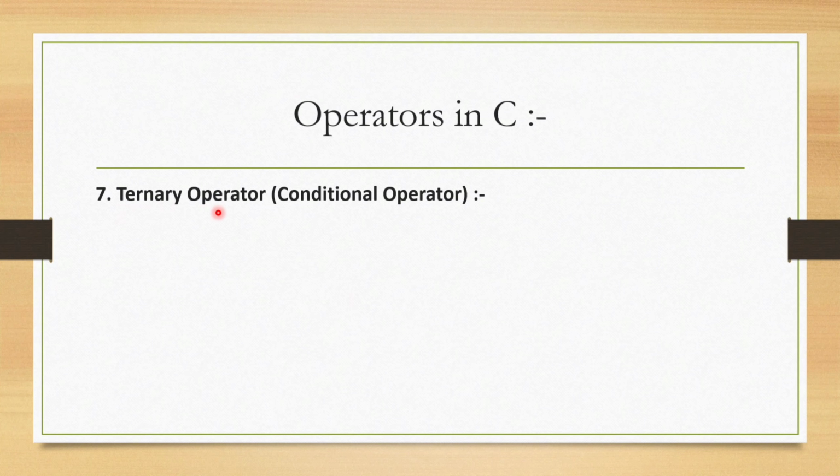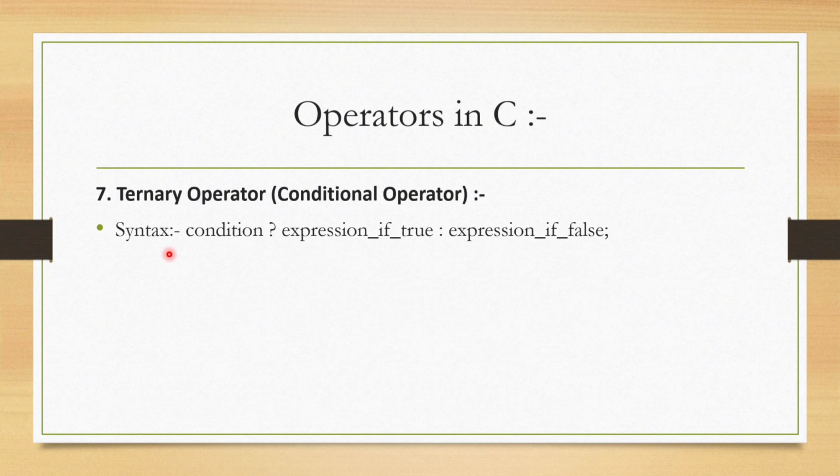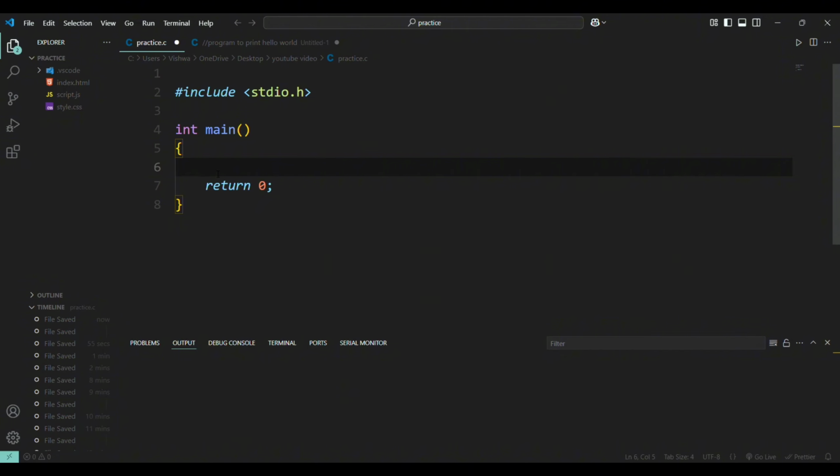At last we have ternary operator, which is the compact form of writing if else statement. Now let us see the syntax of this. The syntax is condition question mark expression if true colon expression if false semicolon. Now let us understand with an example where we check whether the person is eligible for voting or not.